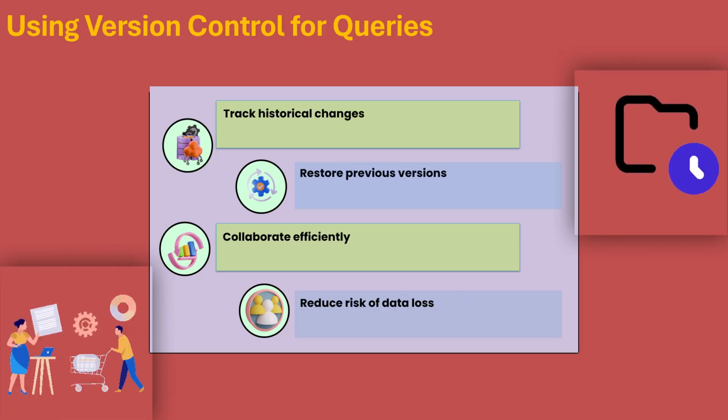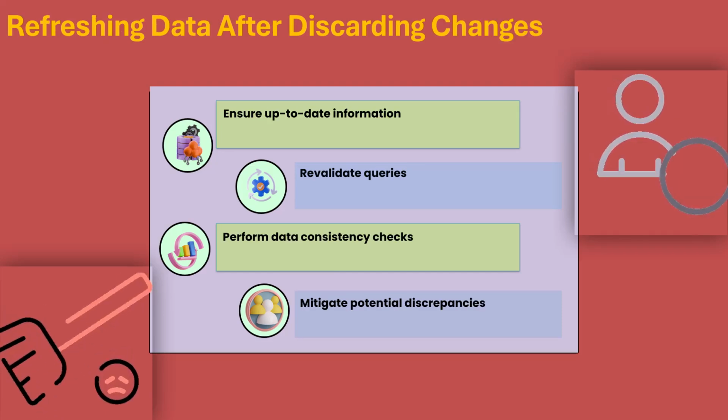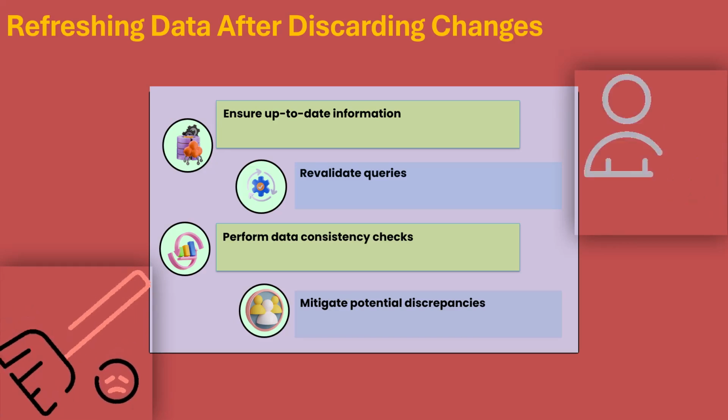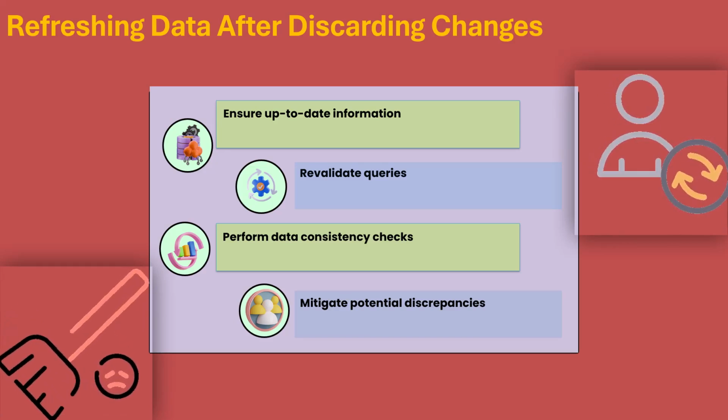Version control isn't just for developers, it's a lifesaver for queries. It tracks history, lets you restore older versions, and smooths collaboration. The best part, no more panic attacks when something goes south. Discarded a change? Refreshing data ensures you're not working with outdated information. Revalidating queries makes sure everything still works, and consistency checks prevent nasty surprises later.